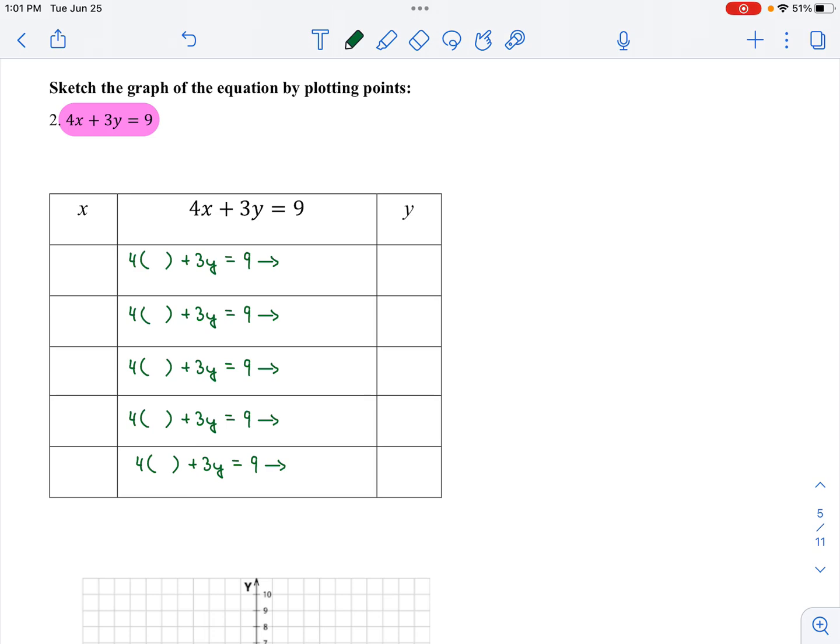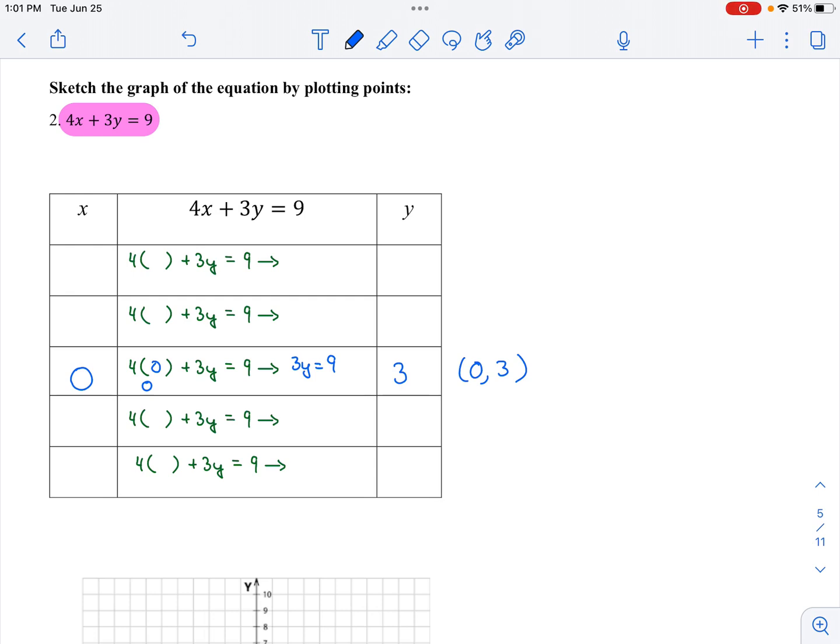And to do that, I'm going to start by evaluating the equation at x = 0. So I'm going to substitute 0 in for x. We have 4 times 0 is 0. So the result is 3y = 9, which implies that y = 3. So one of the coordinates on the graph of this equation is (0, 3).